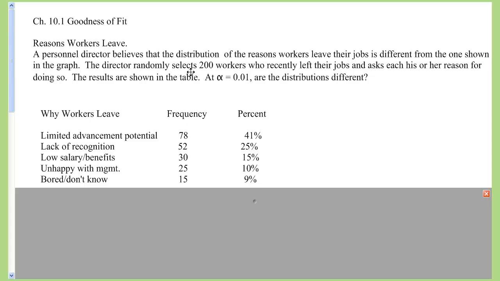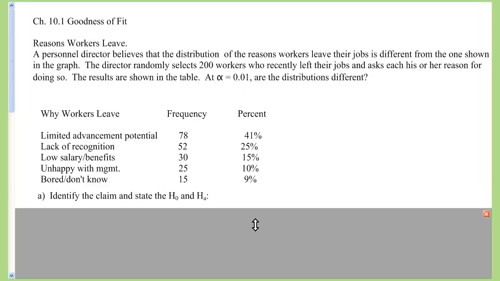The director randomly selected 200 workers who recently left their job and asked the reason why. This was the data he found: 78 people left because of advancement, 52 left because of lack of recognition, 30 left because of low salary, 25 left because they were unhappy with the management, and 15 left because they were bored or didn't know. We're going to look at this with alpha equal to 0.01 as our significance level.